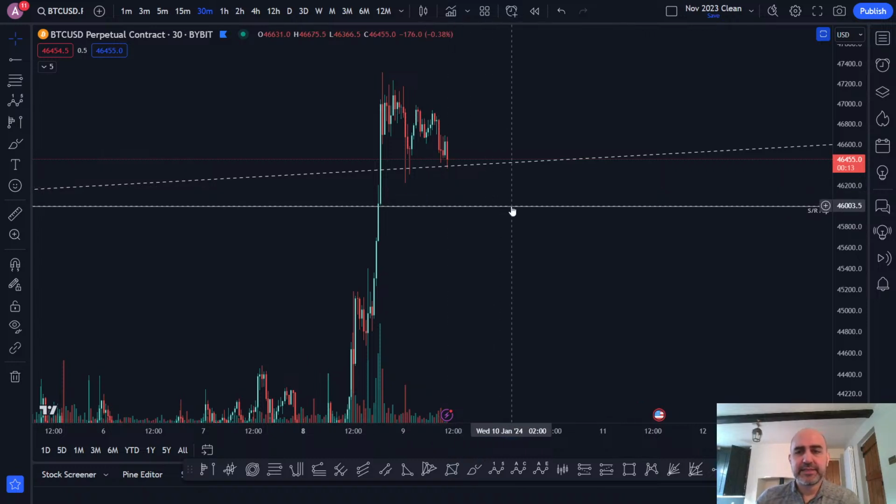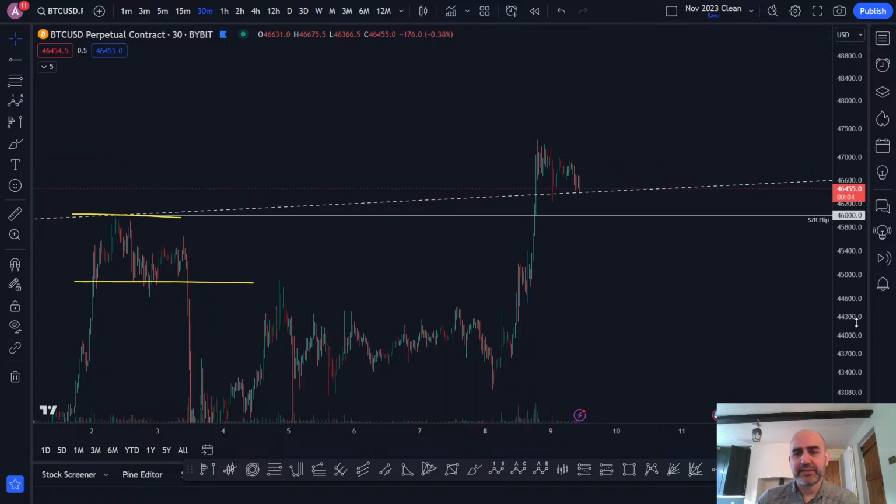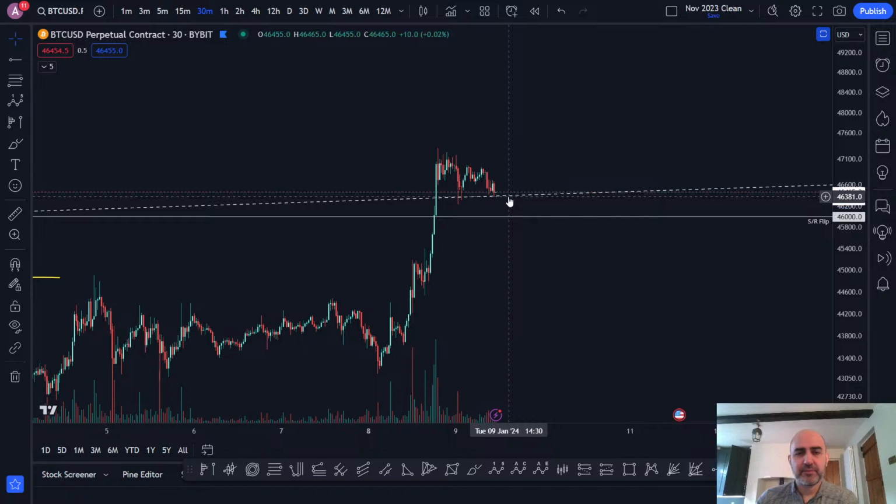But losing this SR flip, I think it's non-negotiable. I don't want to see it happen. I think after such an amazing sign of strength, it wouldn't be behavior that you would expect.